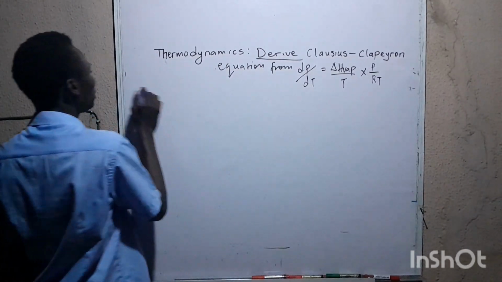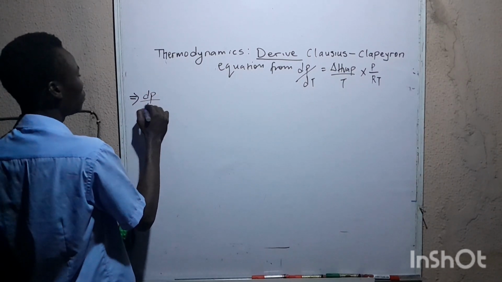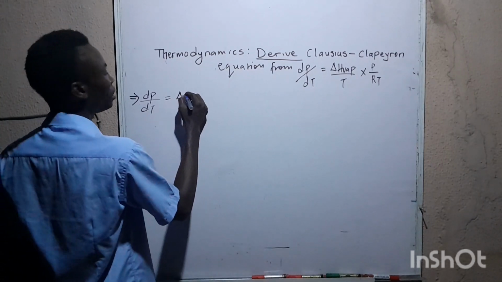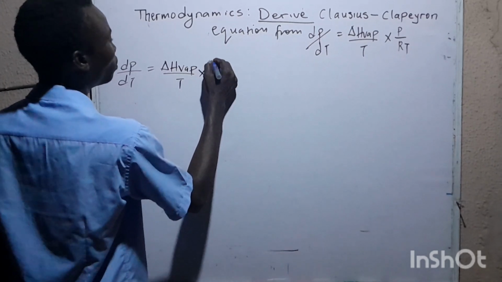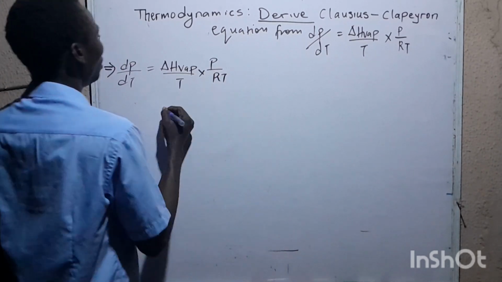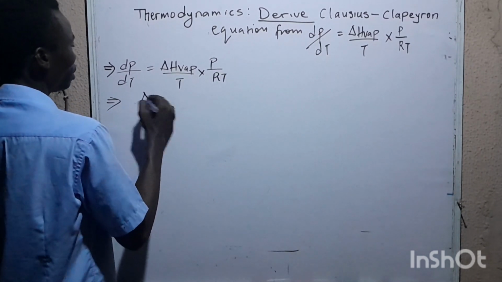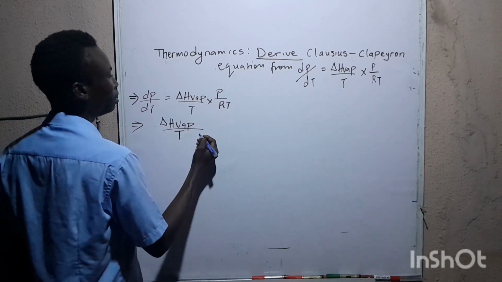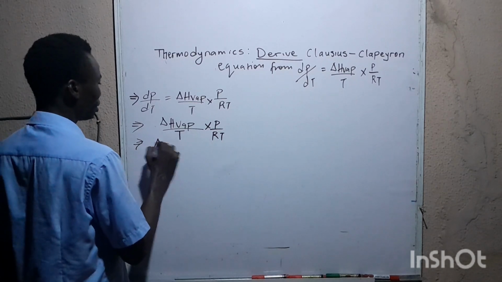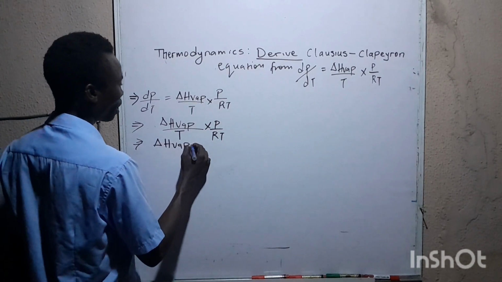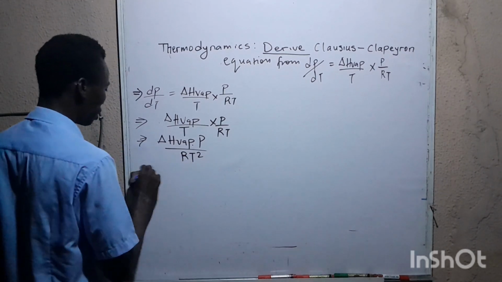So this expression that you have in this place, bring it here. It implies that you are going to have dP/dT equals the change in heat of vaporization over T, multiplied by pressure over RT. The next thing that will happen is that you multiply these two together. That will be ΔH vap over T, then multiplied by P over RT. That will give you ΔH vap times P over R T squared. Okay, we are not done.